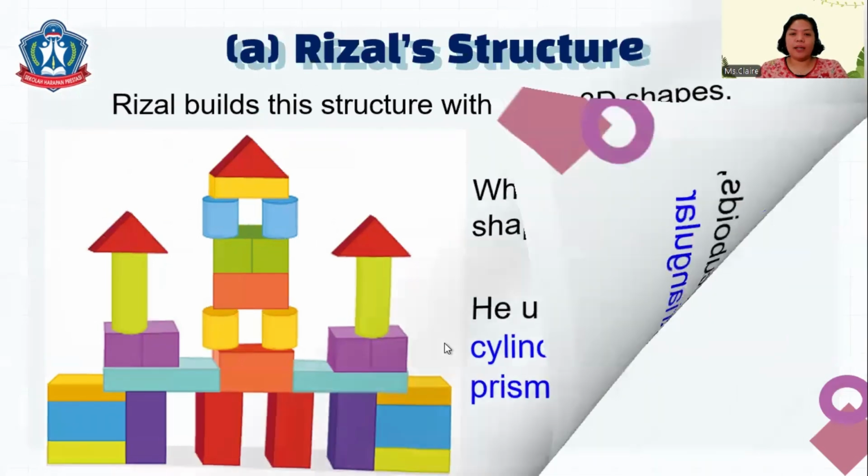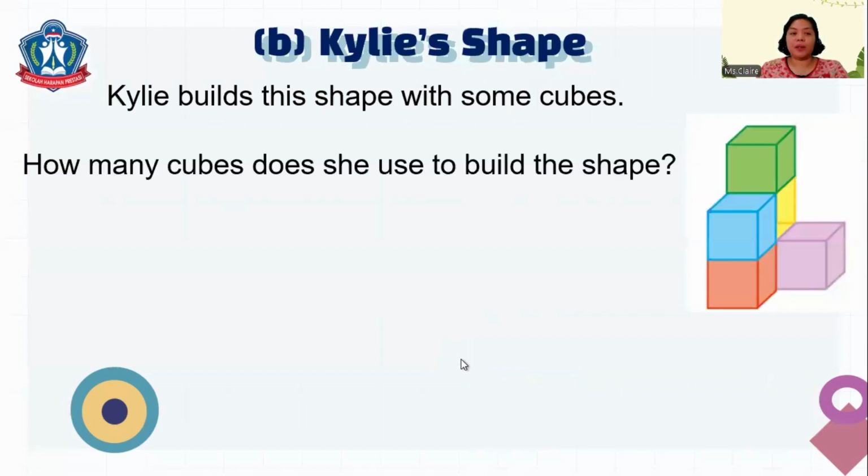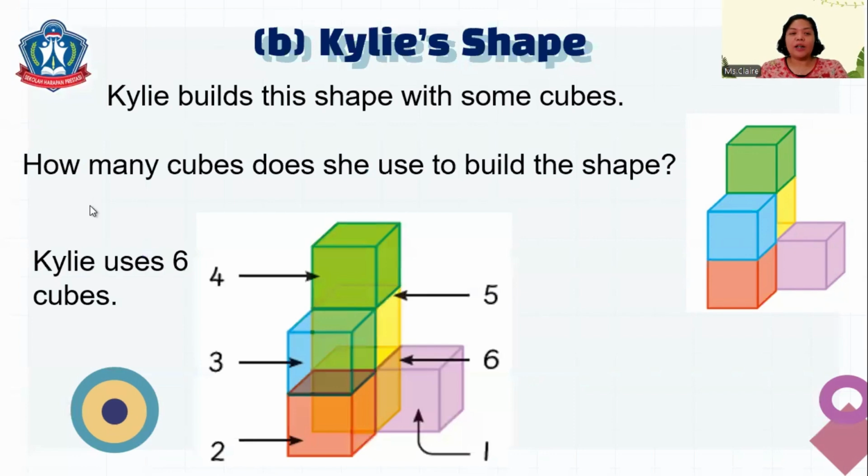Okay, how about this one? Kylie builds this shape with some cubes. How many cubes does she use to build the shape? Can you count how many cubes here? So Kylie uses 6 cubes, P3. We have the purple, the red, and the yellow. Under the yellow, there is another cube hidden, okay? Then we have the blue and the green cube. So in total, there are 6 cubes.